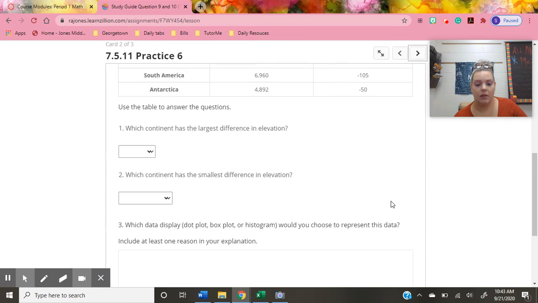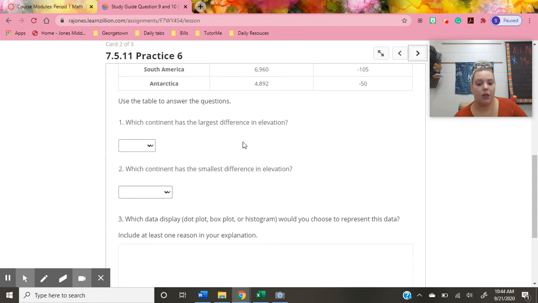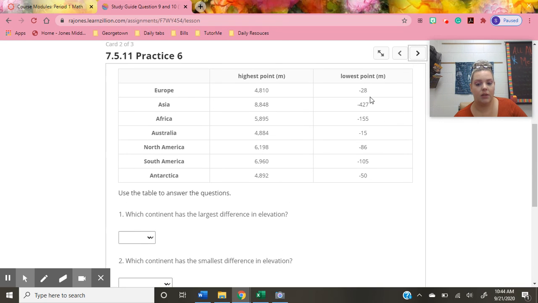And then which continent has the largest difference in elevation? So you would have to figure out the difference from each one. So if I had to just glance, our lowest point here in Asia is -427, and the highest is 8,000. So right off the bat, I can already tell that is the biggest difference. Okay.